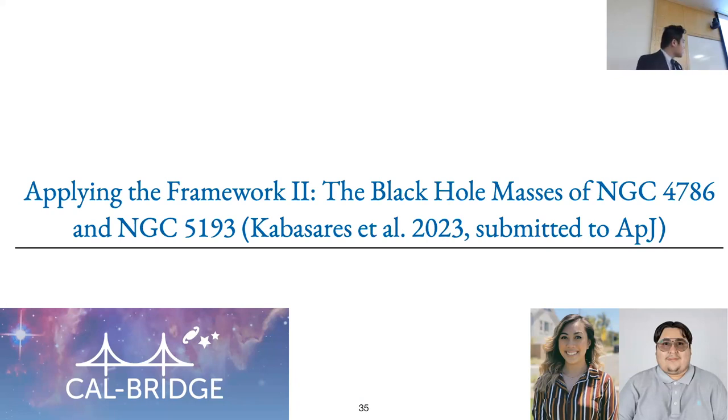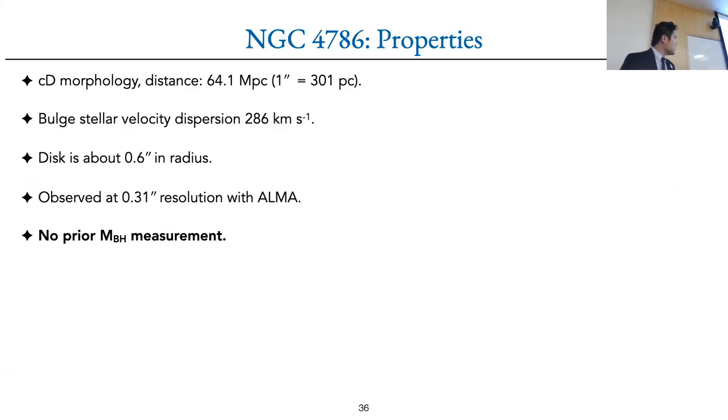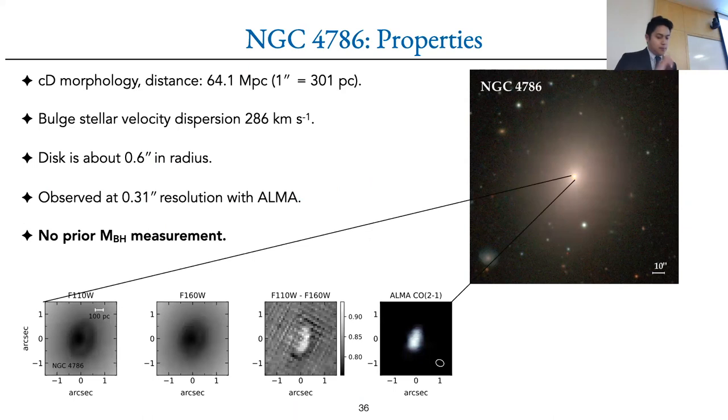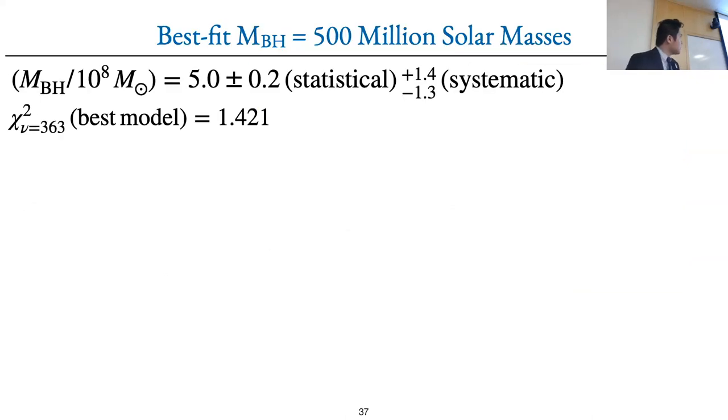And let's get started with 4786, which was Janelle's target. This is a giant elliptical galaxy that had no prior black hole mass measurement, and has a fairly small, in projection, dust disk at the center of the galaxy that, again, is well traced by the CO emission there. Now, punchline for the result, the black hole mass in this system is about 500 million, or half a billion, times the mass of the sun. Again, a fairly small statistical uncertainty of about 4%, but with a much larger systematic uncertainty of about 30%. Best fit model has a reduced chi-squared of about 1.4.